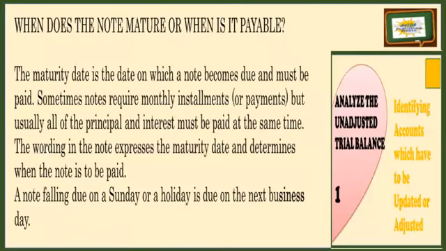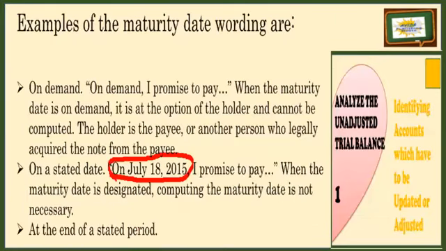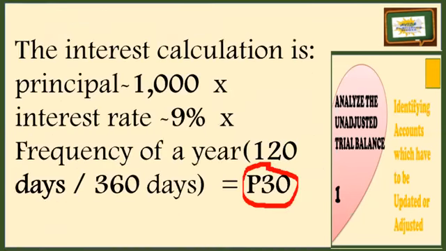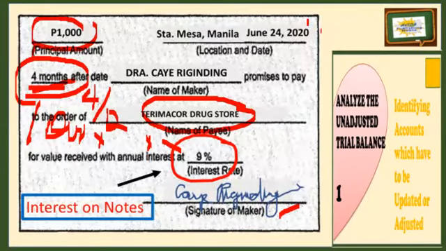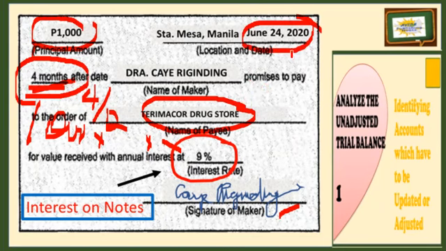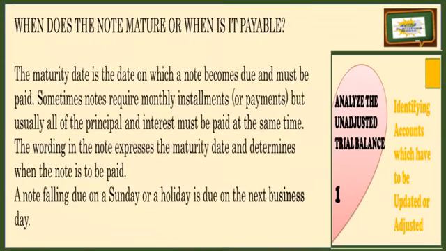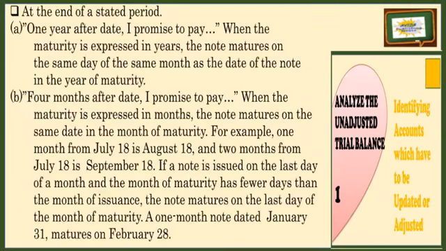So these are the different wordings in a note. Not all notes are the same. If it's on demand, it is only when demand is made that it becomes due. If there is a stated date, in our example, June 24 is not the stated date. This is the date of execution of the promissory note. The stated date is the 4 months after date. Okay? So we'll go to the different wordings again.